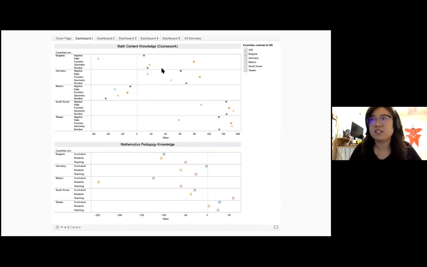Any other questions? No? All right, so just take a quick look. It looks like South Korea and Taiwan, these two countries, are really clustering on the higher end of the measures. What it represents is telling us that the majority of the teachers represented by South Korea and Taiwan seem to have a higher level of math content knowledge compared to these other countries, as well as compared to the US.